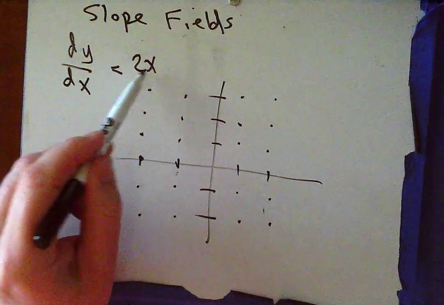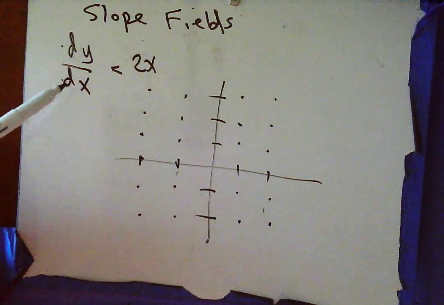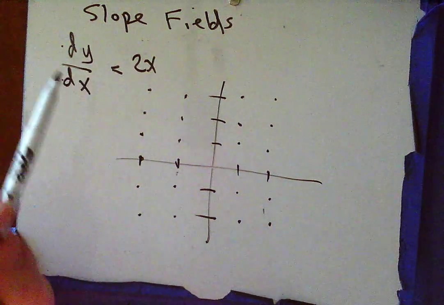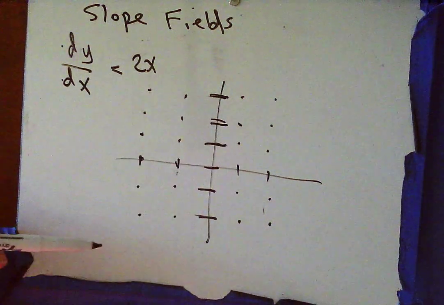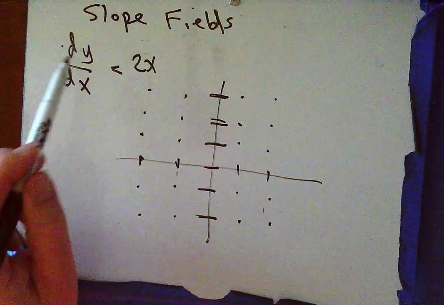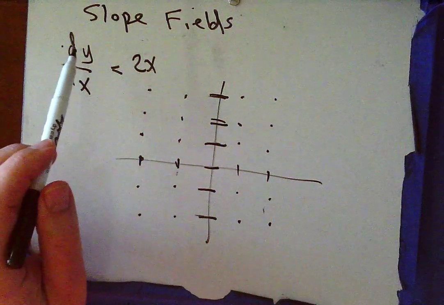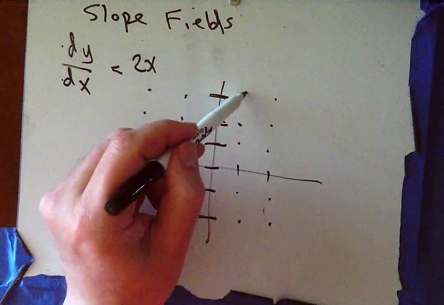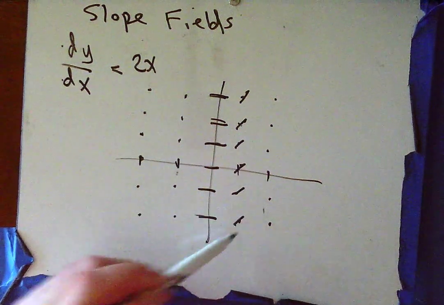If I plug in a 0 here, I get 2 times 0, or 0. What that means is dy dx, the slope on y at 0 will be 0. So there we go. 0 slope, 0 slope, 0 slope, 0 slope, 0 slope. What if I plug in a 1 there? Well, 1 times 2 is 2, which means the function y has a slope of 2 at every place where x is equal to 1. So slope of 2, slope of 2, slope of 2, slope of 2.